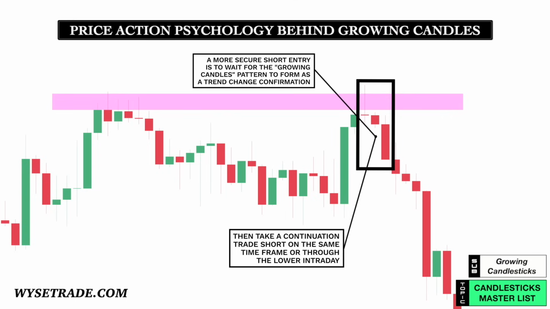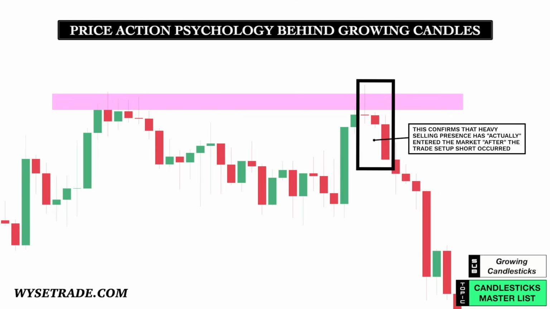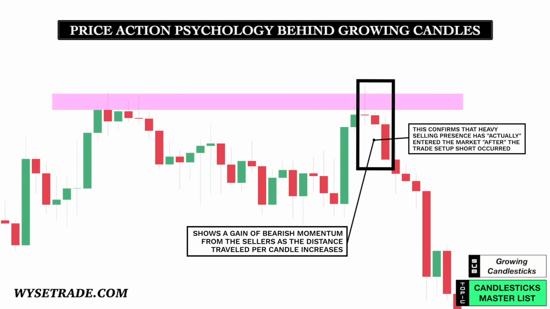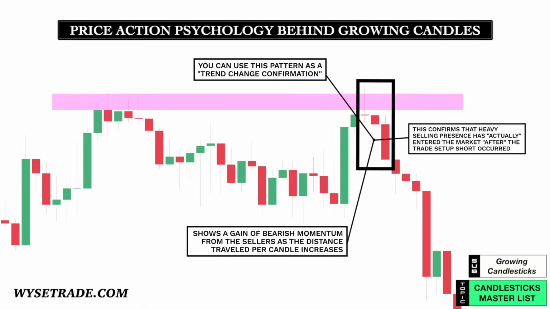So, what is the price action psychology behind this pattern? The pattern confirms that heavy selling presence has actually entered the market after the trade setup, because it shows a gain of bearish momentum from the sellers as the distance traveled per candle increases, meaning you can use the pattern as a trend change confirmation. Now going in the opposite direction.